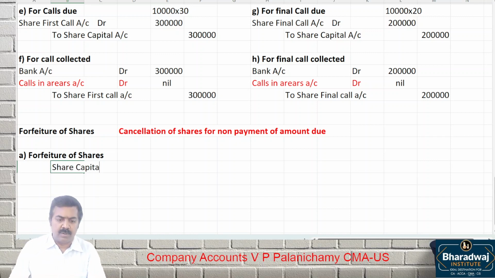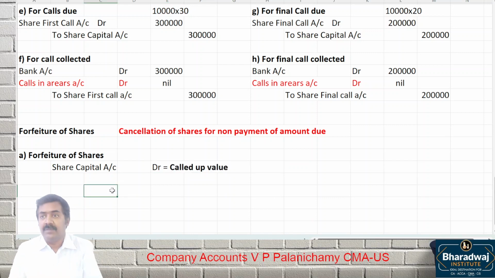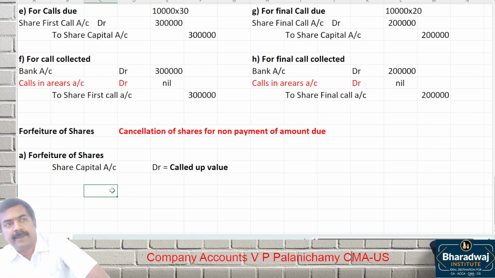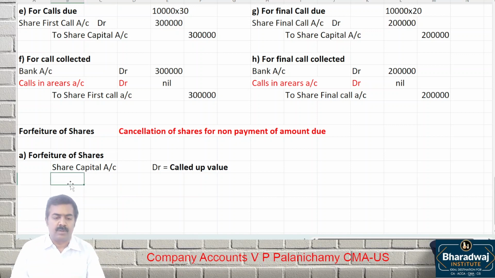Share capital account debit, even called up value. Whatever value you have called up, debit that value. Take it up. Share capital account debit, which value? Called up value. Why are you debiting capital? Capital will have which balance? Credit. When you want to cancel, debit. Share capital account debit, called up value.